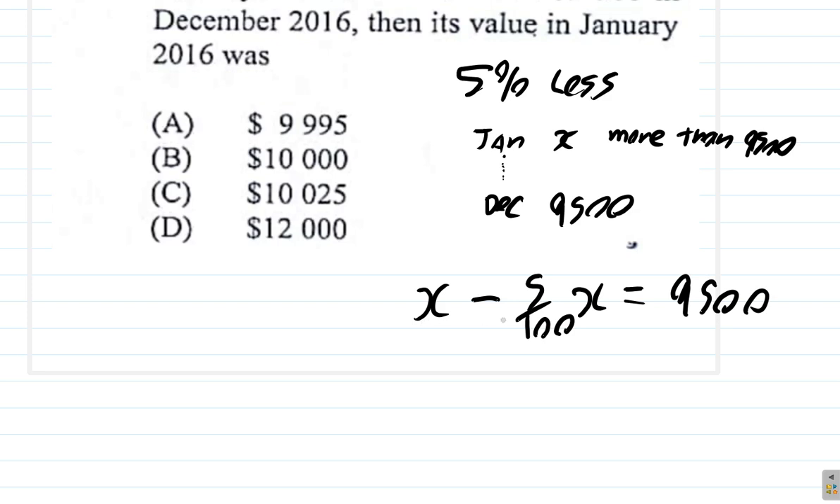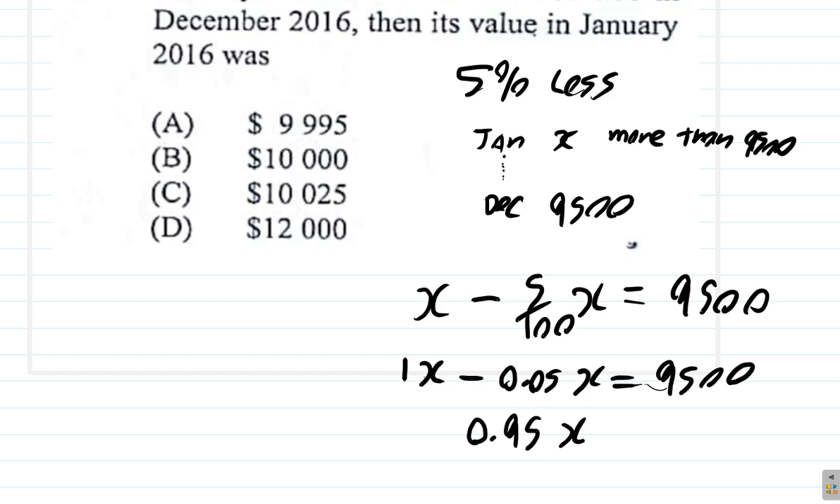So the value in January, it reduces by 5%. So you minus 5% of the value in January, which I call X, and it adds up to 9,500. Now this is really 1x minus 5 over 100. This is your 0.05. Your 0.05x equals 9,500. So it's 100% x minus 5% x gives you 0.95x equals 9,500. Alright?